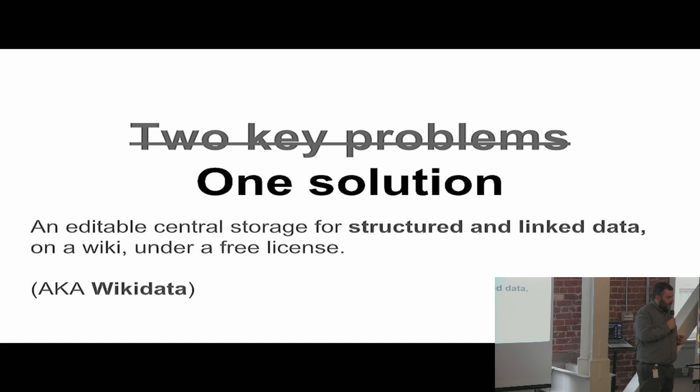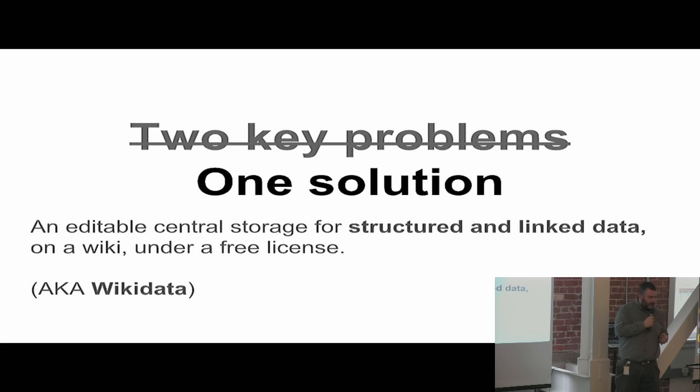But the other components of this little definition are, of course, this central storage of structured and linked data needs to be editable, of course, because we need to keep it up to date. We need to correct mistakes. And we want it on a wiki under a free license. The free license is, of course, essential to enable reuse of that data, to enable all kinds of reuse of the data. And Wikidata, unlike Wikipedia, is released under a different free license.